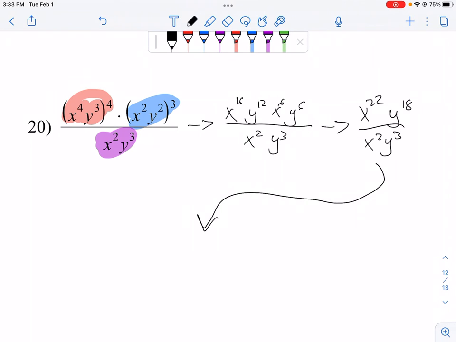And then the last thing would be subtracting vertically. So we're subtracting 22 minus 2 is 20. And 18 minus 3 is 15. And that's in the numerator, so I don't need to write it over 1.